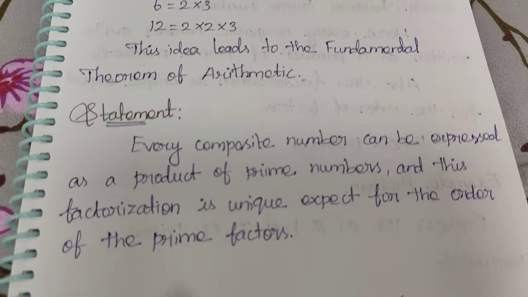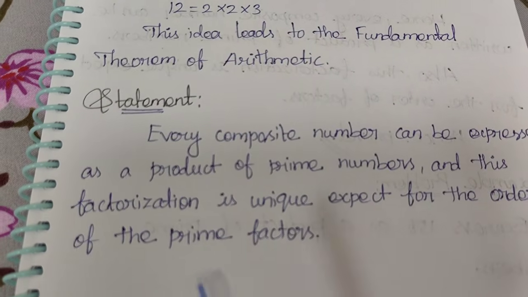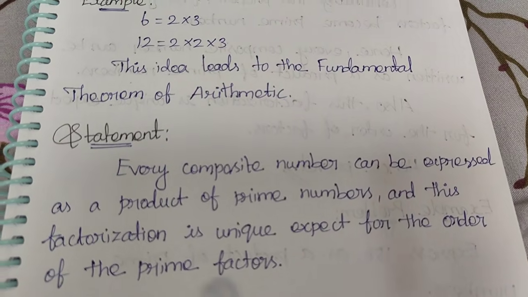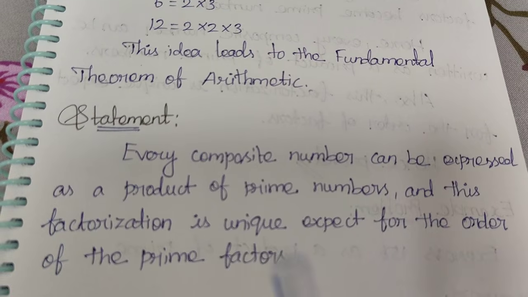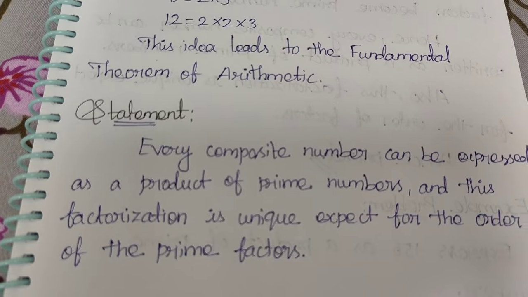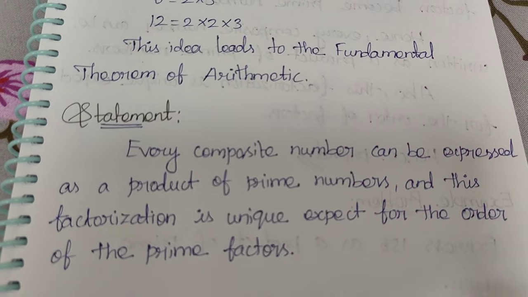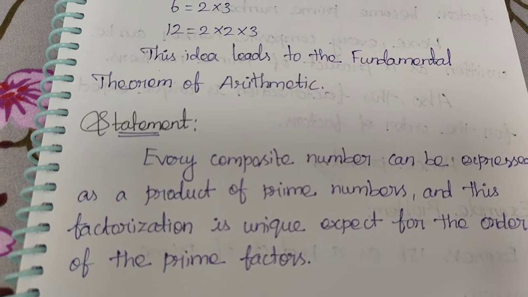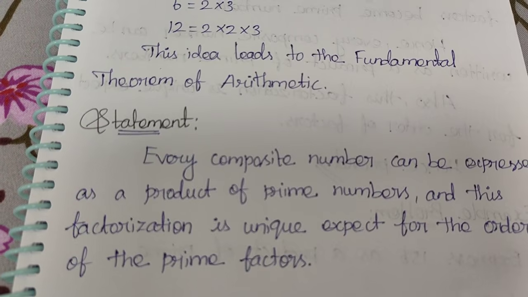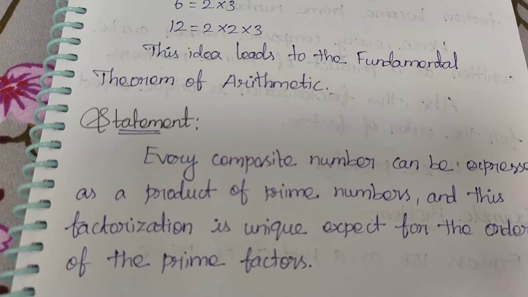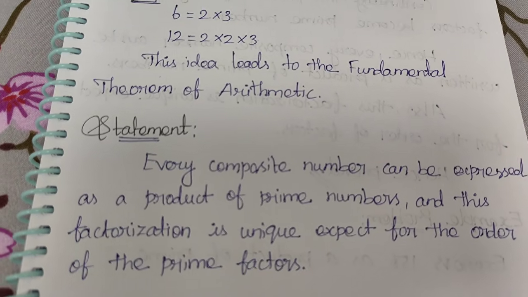Next, we move to the theorem statement. The theorem simply tells us that every composite number can be written as a multiplication of prime numbers. And even if we use different methods, the prime numbers we get will always be the same. Only the order may change.